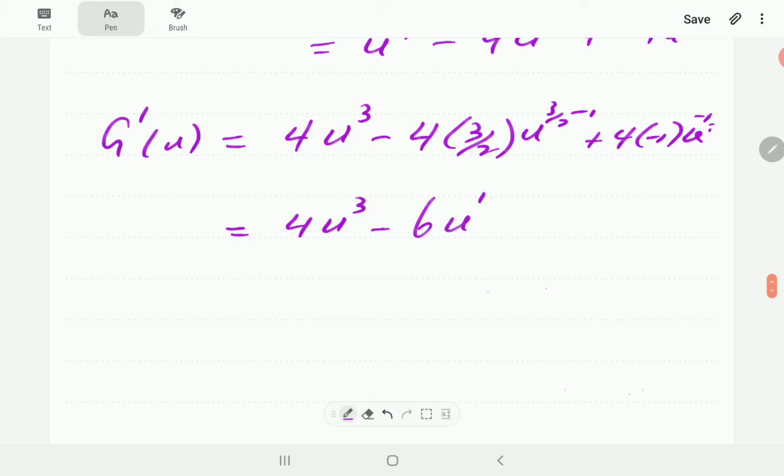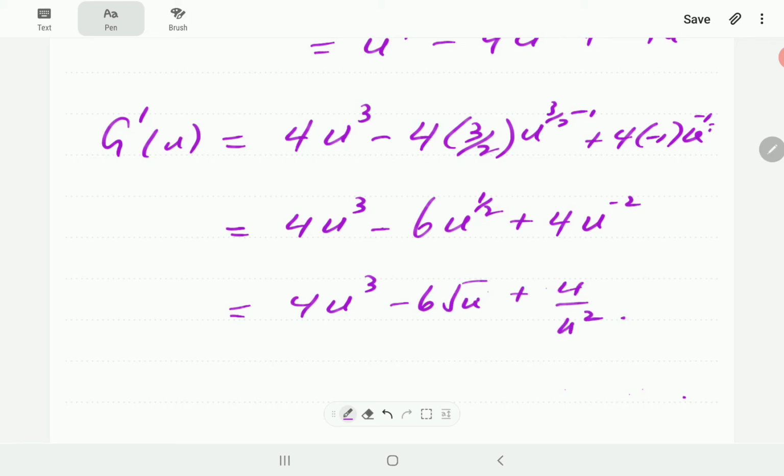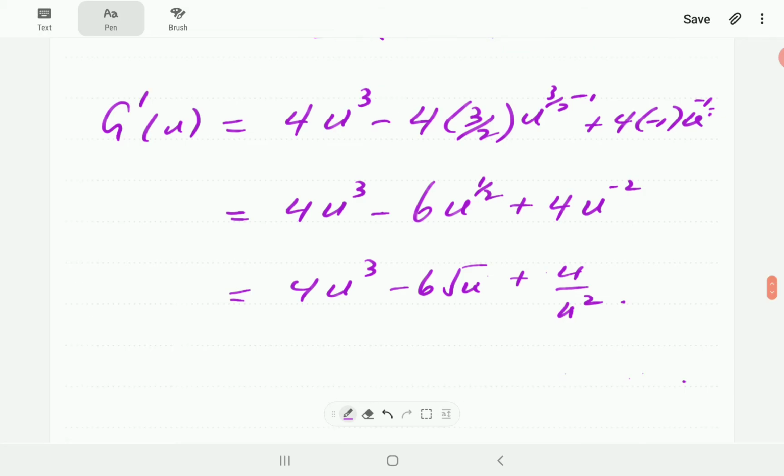Okay, then simplifying, tidying things up, 4 times 3/2 is 6. 3/2 minus 1 is 1/2. And then this one is going to be plus 4 times -1. Then we're going to have u to the power -2. So then again, if we wish, we could write this as 4u cubed minus 6 square root u plus 4 over u squared. So that is our example number C.